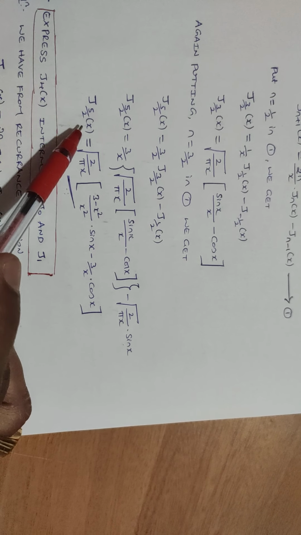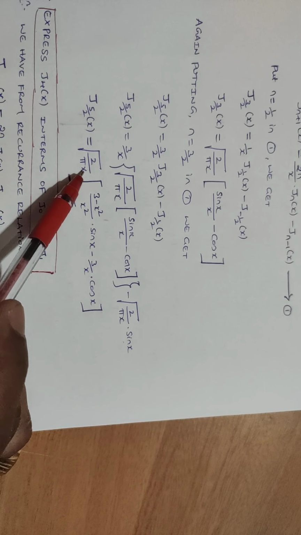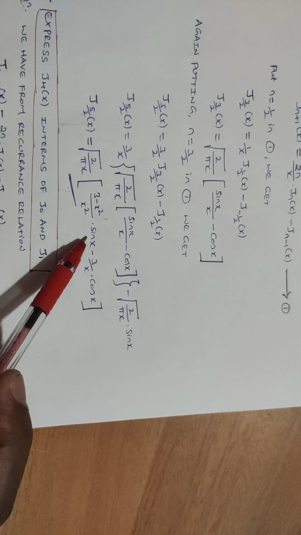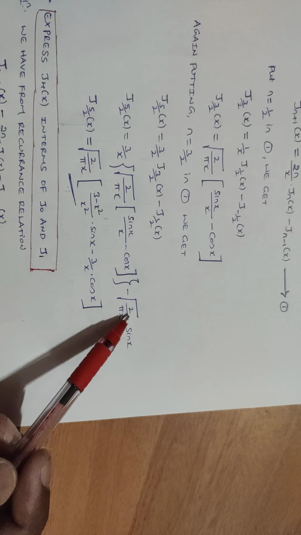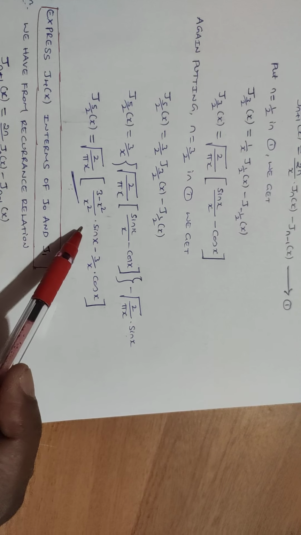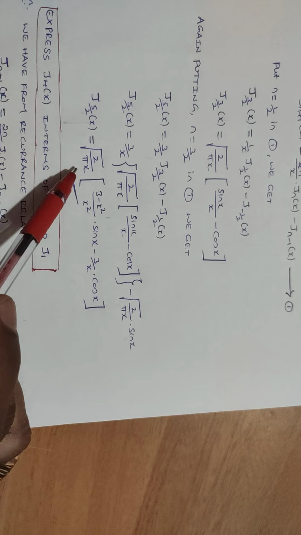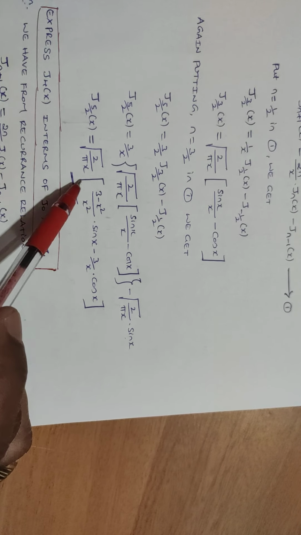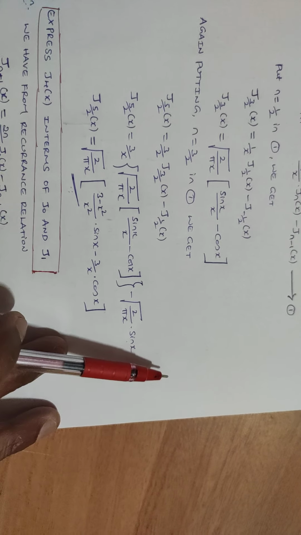We observe J_{5/2}(x) equals square root of 2 divided by pi x into (3 minus x square) divided by x square into sin of x minus 3 by x into cos of x. That is, consider root 2 divided by pi x as the common factor. Taking LCM and on simplification, we observe the value of J_{5/2}(x) as square root of 2 divided by pi x into (3 minus x square) divided by x square into sin x minus 3 by x into cos of x.